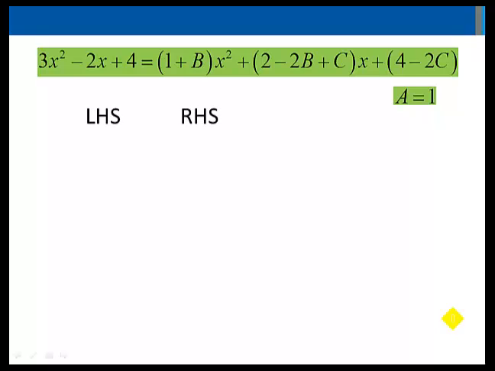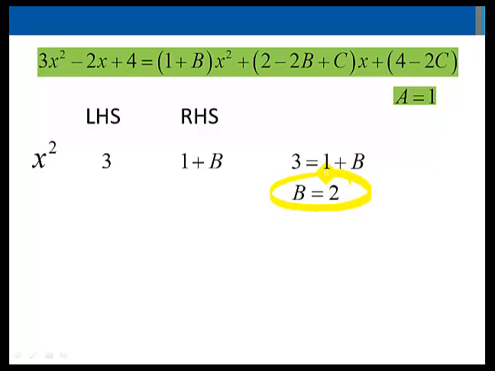So the next thing I do is I look at the left-hand side and the right-hand side of the equation. Note that the coefficient on x squared on the left-hand side is 3. The coefficient of x squared on the right-hand side is 1 plus b. For the two sides of this equation to be equal, we will have to have 3 being equal to 1 plus b. That tells me that b equals 2. So we've solved for b.